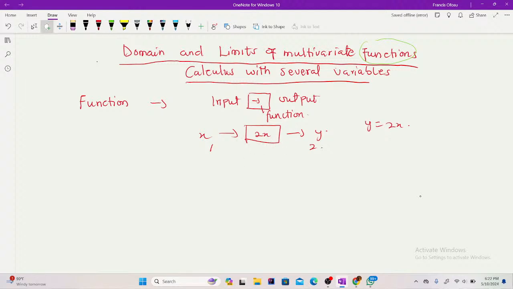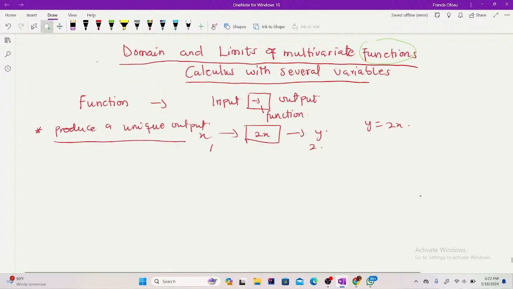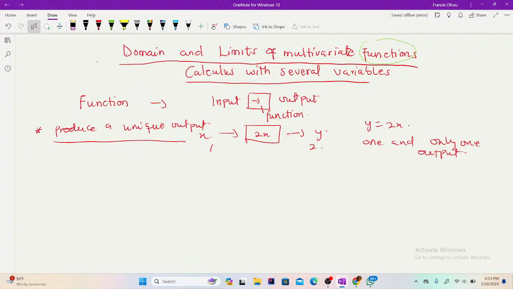At this point, there are a few things for you to consider about functions. Every function should produce a unique output. That is the key term here. It should produce one and only one output, irrespective of what you feed into it. If you have anything that gives you more than one output, it doesn't qualify to be called a function at all.